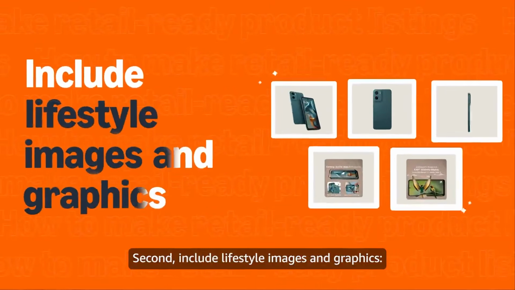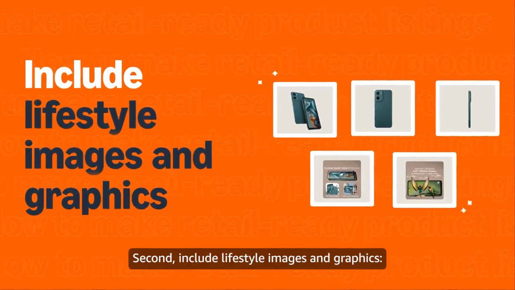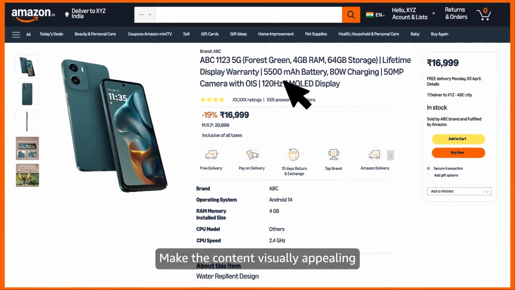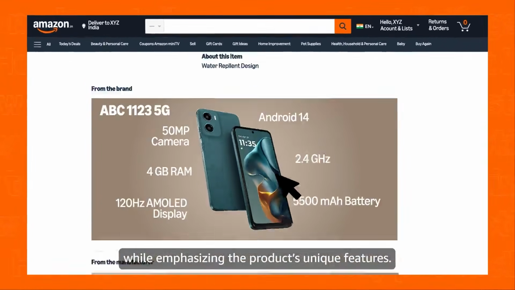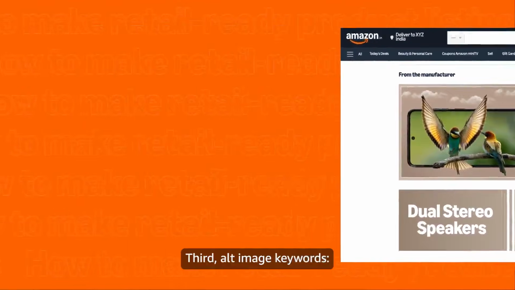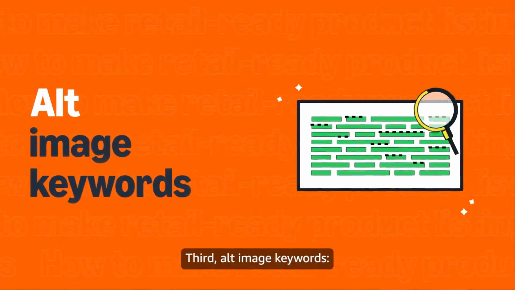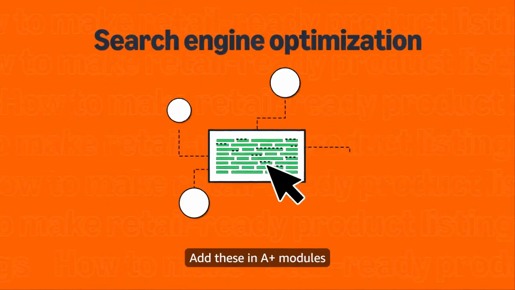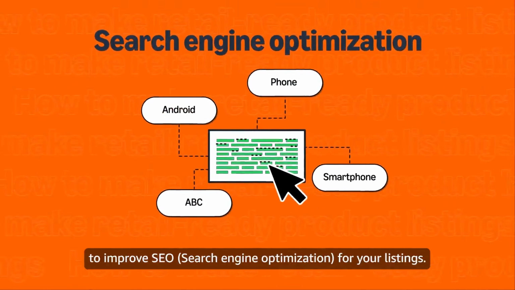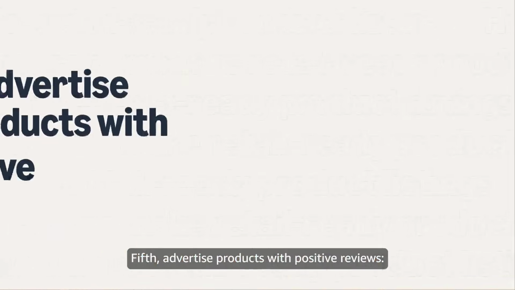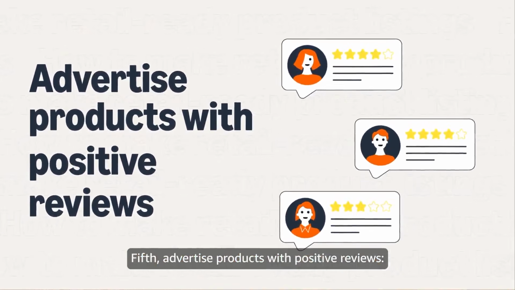Second, include lifestyle images and graphics. Make the content visually appealing while emphasizing the product's unique features. Third, alt image keywords. Add these in A+ modules to improve SEO for your listings. Fifth, advertise products with positive reviews.